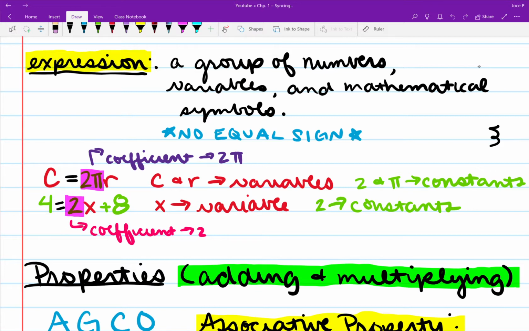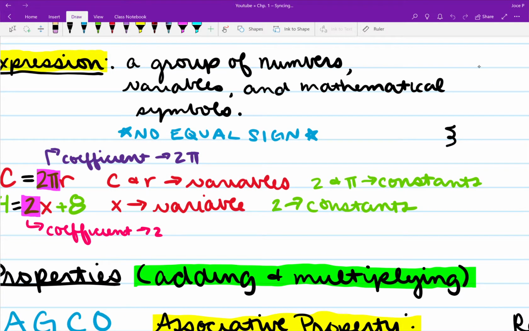2 pi r can be considered an expression within a larger equation, C equals 2 pi r. This is actually the equation for finding the circumference of something. C and r are variables. They're the letters. 2 pi is a real number; although pi is irrational, when it's multiplied by 2 it is still a real number. So this real number is the coefficient, the number that comes before a variable or is multiplied by the variable. Then 2 and pi are the real numbers, so they are the constants.